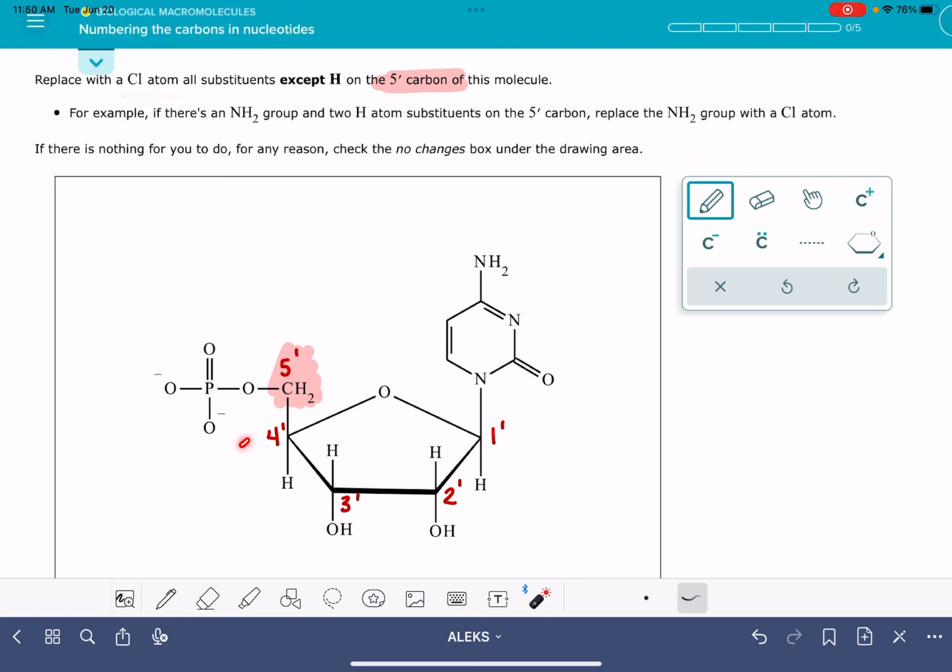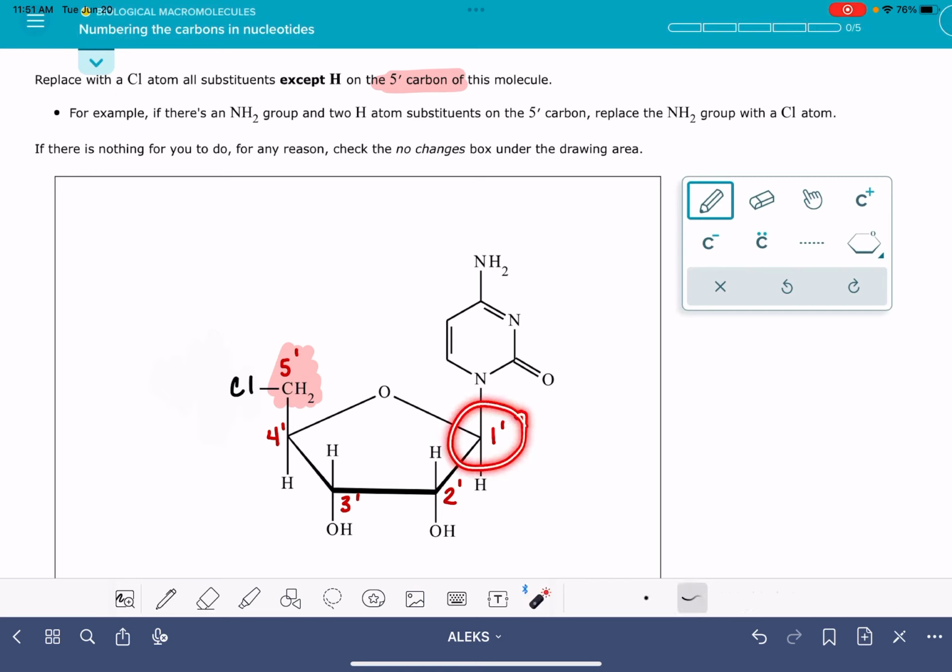So for mine, that means that I'm going to delete this. I'm going to use ALEKS's eraser over here, and I'm going to erase all of this, and replace that with a chlorine. So I would just have to erase all of this right here, and I'm going to put a chlorine in its spot. And it could ask you about any one of these carbons.